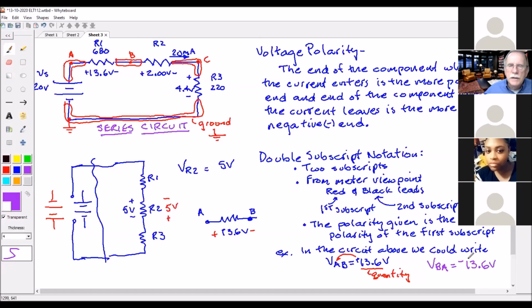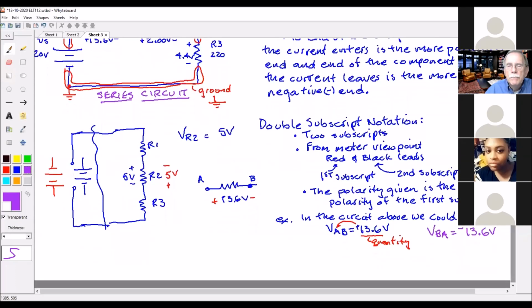And that'll make sense when we get to it. But what I want you to understand is two things about double subscript notation. You're designating which 2 points in the circuit the component is located, or where the component is located via 2 points. So I'm telling you that this resistor is located between point A and point B. And I'm telling you the quantity of voltage associated with that resistor. And I'm also telling you where the plus sign for that voltage is.